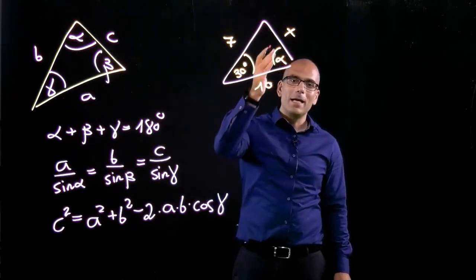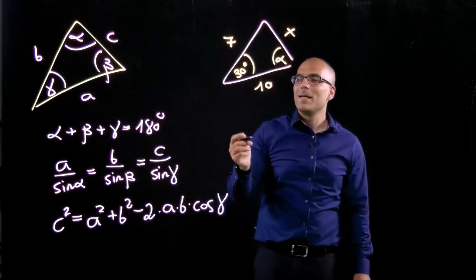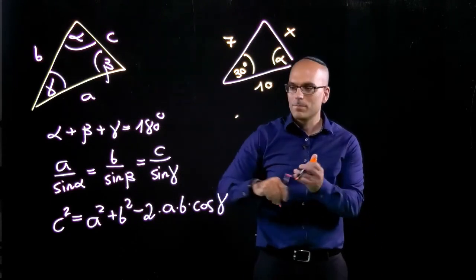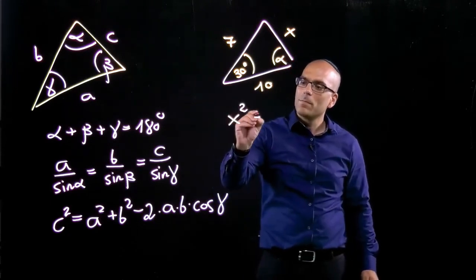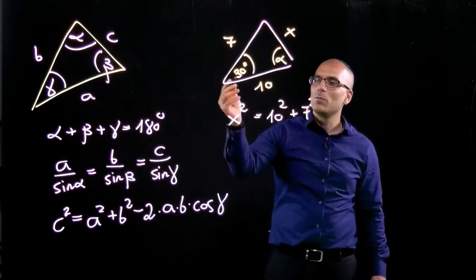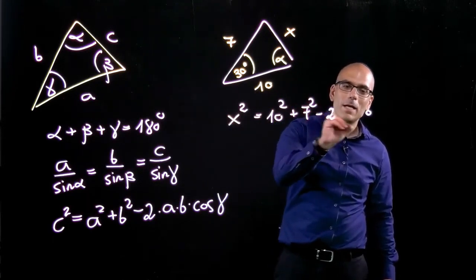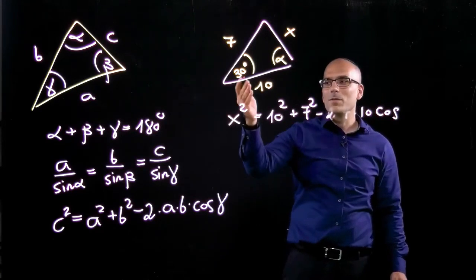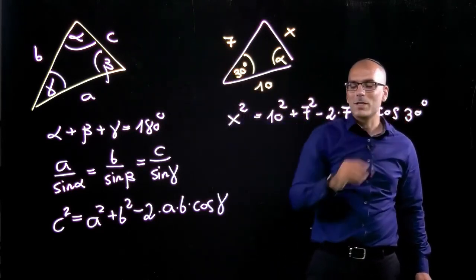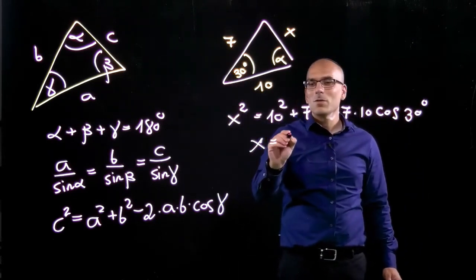In order to find x, we will start with the cosine law. X squared is equal to the quantity obtained by squaring 10 and adding the square of 7, then subtracting twice the product of 7, 10, and the cosine of the angle between 10 and 7, cosine of 30 degrees. Using a calculator, we find that x equals 5.26.